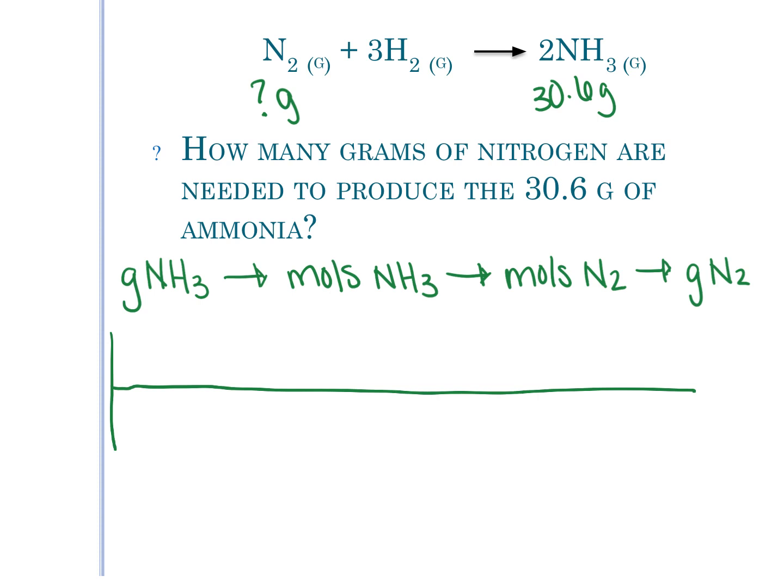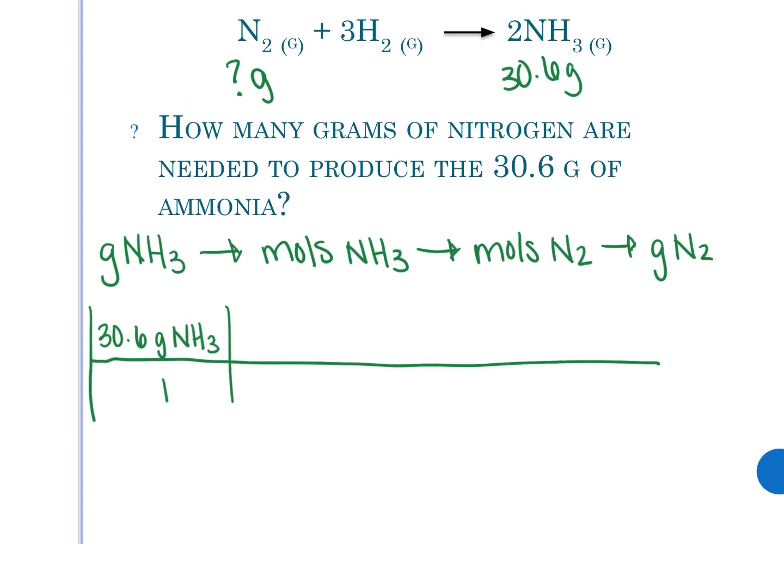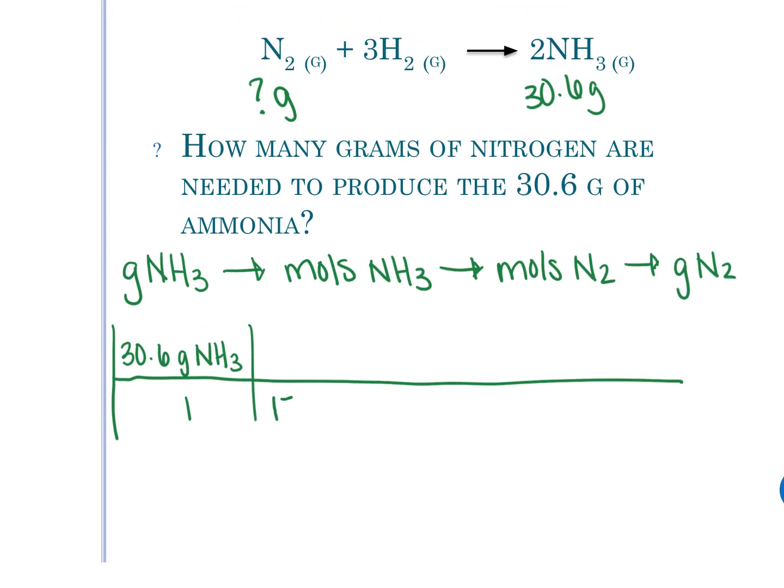So what number are you going to start with? 30.6, the only number given. Make sure you get grams of ammonia in there. And then you have to get to moles. What do you use to convert between grams and moles? Molar mass. Did we just calculate the molar mass of ammonia in the last problem? What is the molar mass of ammonia? 17.04. So 17.04 grams of ammonia is equivalent to 1 mole.